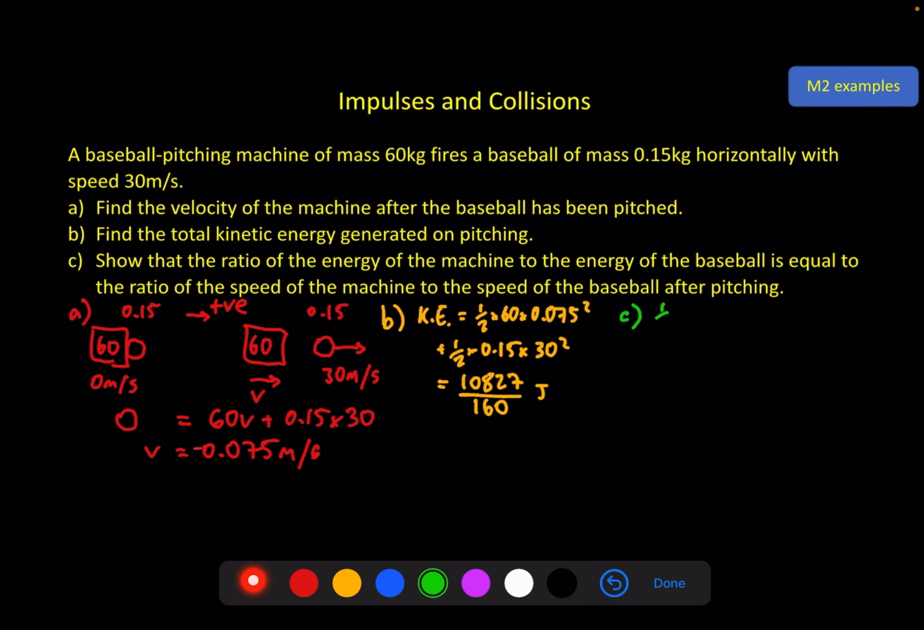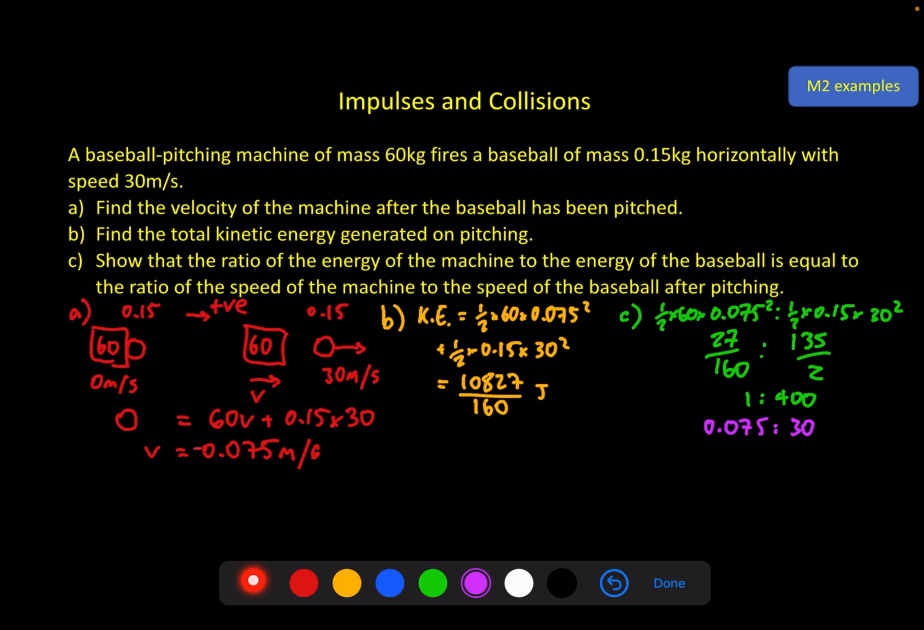The left hand side here gives me 27 over 160. The right hand side 135 over 2. Simplifying that as far as possible, we get to 1 to 400. Now the ratio of the speed of the machine to the speed of the baseball is 0.075 to 30, and dividing both sides by 0.075 gives us the same ratio, 1 to 400. So they are indeed the same.